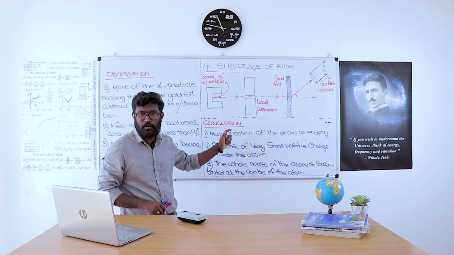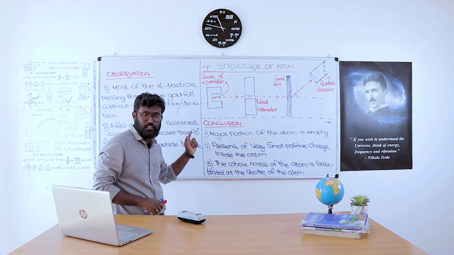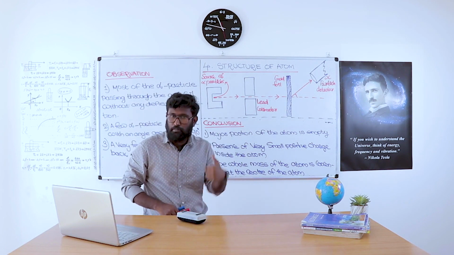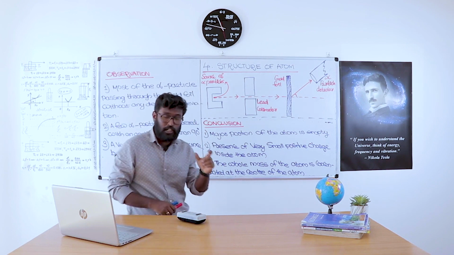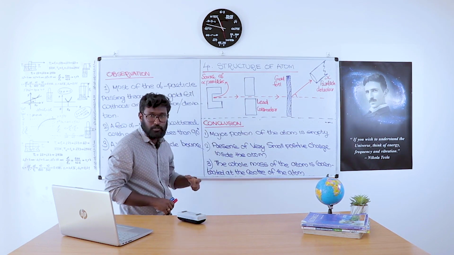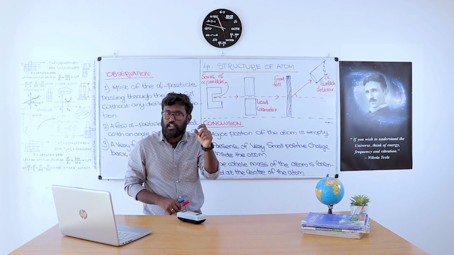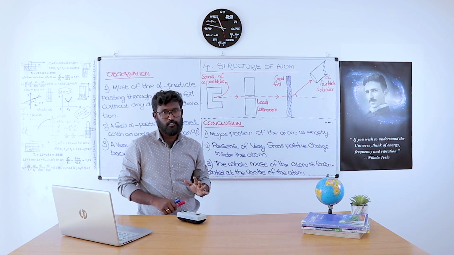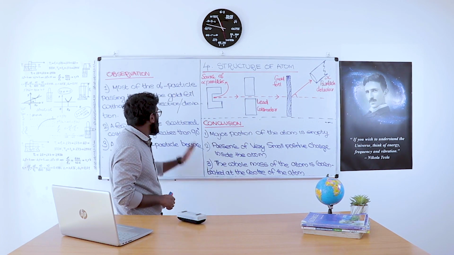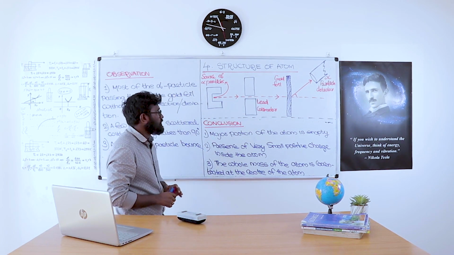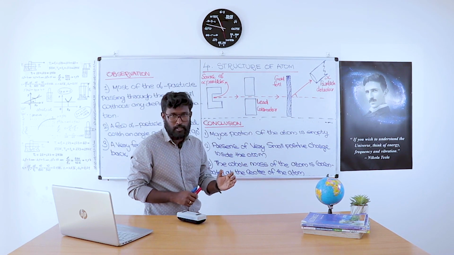Regarding the conclusion, a major portion of the atom is empty. And the last point regarding the observation is that very few alpha particles bounce back. By combining these two points, we can conclude that, not we, Rutherford concluded that the whole mass of the atom is concentrated at the center of the atom. So this is the conclusion and observation regarding the Rutherford scattering experiment, or alpha particle scattering experiment, or gold foil experiment.